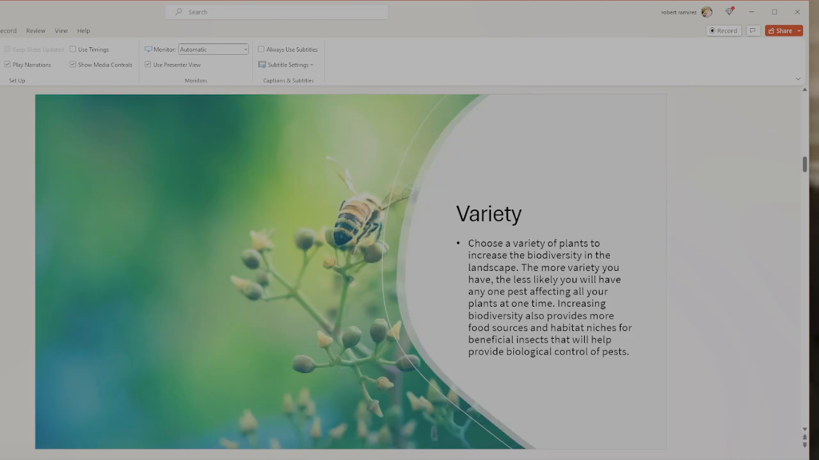Variety. Choose a variety of plants to increase the biodiversity in the landscape. The more variety you have, the less likely any one pest will affect all your plants at one time. Increasing biodiversity also provides more food sources and habitat niches for beneficial insects that will help provide biological control of pests.